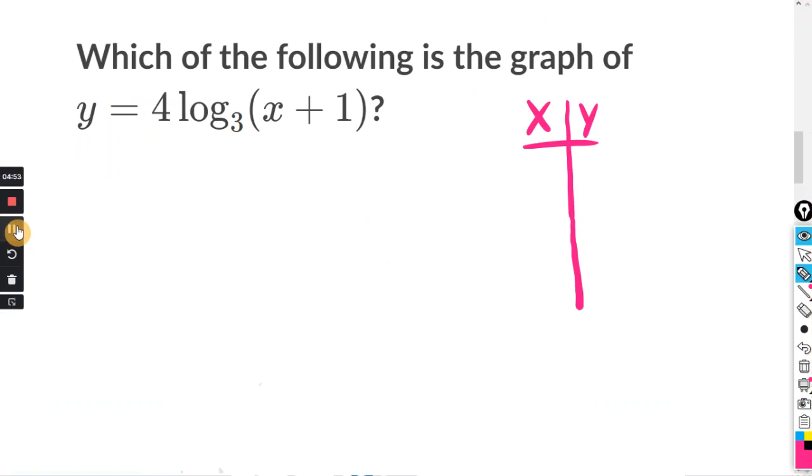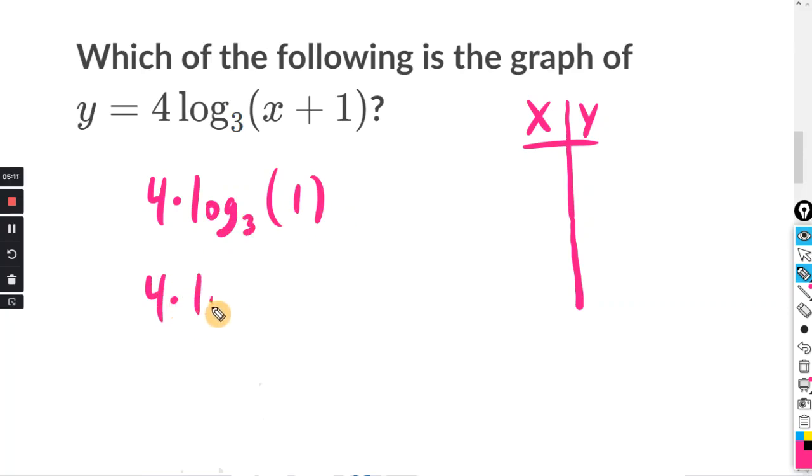Another way to do this is to plot some x, y coordinates. Just as an example, if we did 4 times log base 3 of the number 1, that's the same as 4 times log base 3 of 3 to the 0. We know 3 to the 0 is the same as 1, and log base 3 of 3 to the 0 is just 0. And 4 times 0 would give us 0.